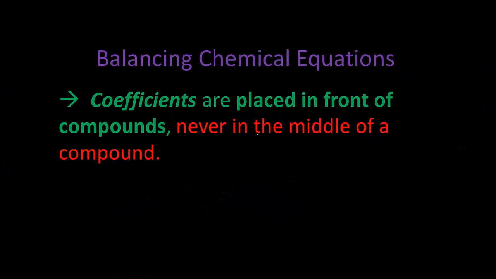Coefficients are placed in front, like I just said, and never ever in the middle. So if you have to change the number of oxygens that you need on one of the sides, you cannot put it right here in the middle. Say you need another oxygen, you cannot do that. That is wrong. You would have to put it in front, which is the coefficient.